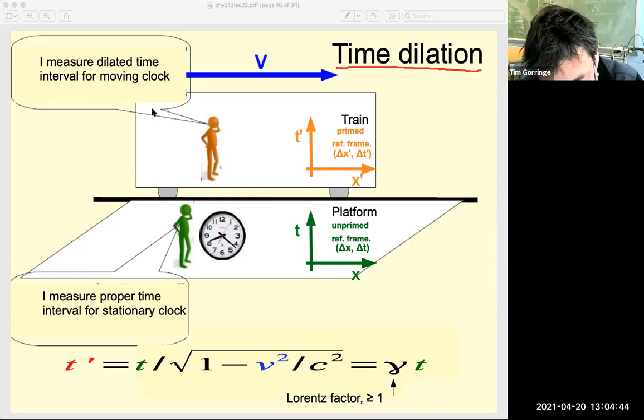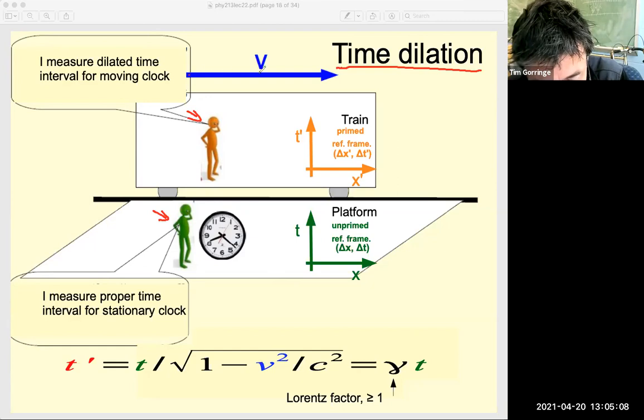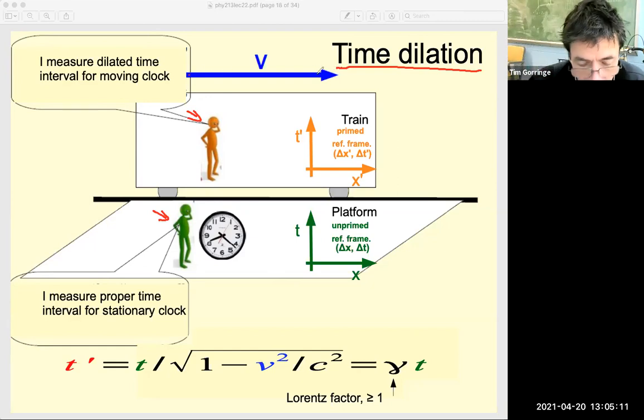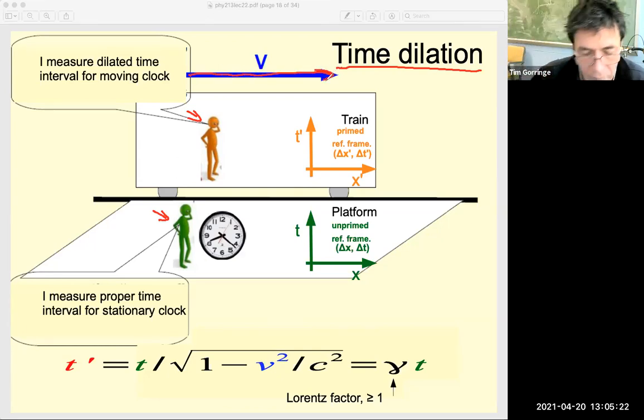So in time dilation, I'm asking you to imagine two observers. So here are the two observers. There's one who's on the platform and one who's in the train. In green here is the observer on the platform, and in orange here is the one that's in the train. And this sketch is from the perspective of the observer on the platform. The observer on the platform has seen the observer on the train move by at speed v.